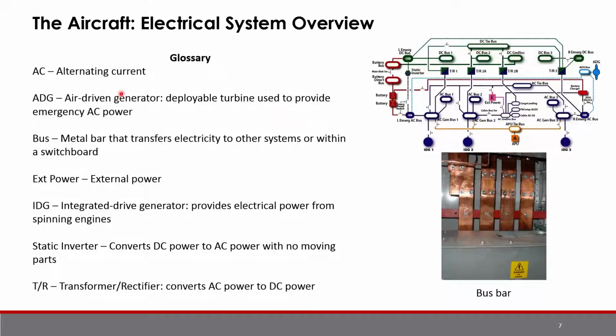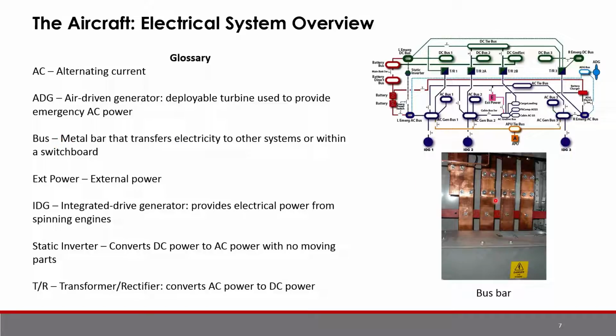So, a little glossary about some of the terms. AC is alternating current, DC is direct current. I didn't put that in the slide. The ADG is the air-driven generator. It's a manually deployable turbine that spins when the aircraft moves, and it generates emergency power for these buses and the battery chargers. A bus bar, when I say that, is pictured here.